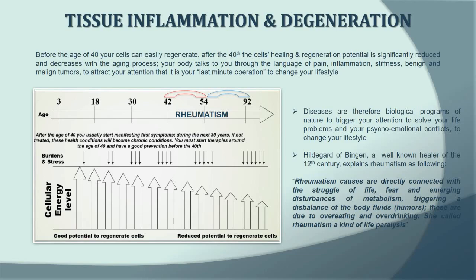Rheumatism causes are directly connected with the struggle of life, fear, and emerging disturbances of metabolism, triggering a disbalance of the body fluids, which she called tumors, and these are due to overeating and overdrinking. She called rheumatism a kind of life paralysis.